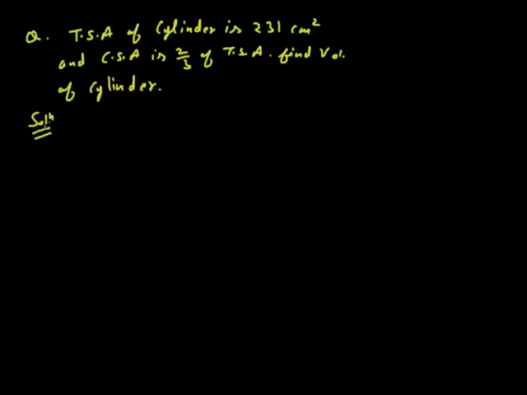So it is given that the curved surface area is 2/3 of the total surface area. The total surface area is given to us, that is 231. Now after cancelling, 77. So 2 into 77, that is 154, and the unit is centimeter square. So the curved surface area is 154 centimeter square.